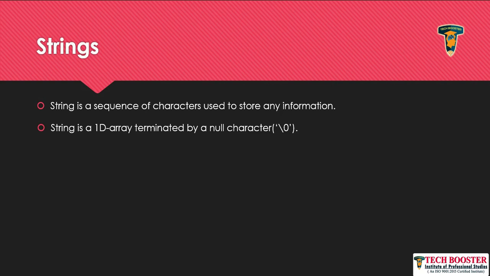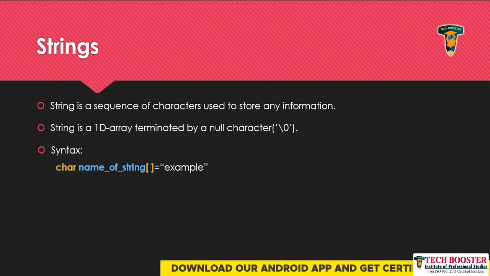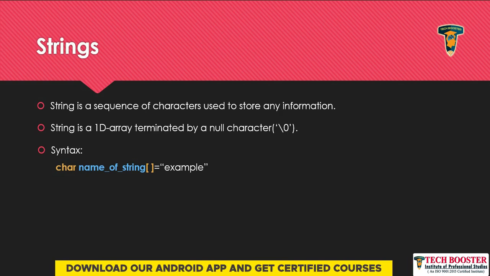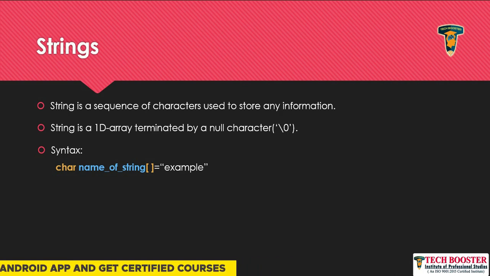So don't worry. First of all, let us see the syntax of how to create a string. So this is our syntax. Here you can see our string will always start with our char data type. Then we'll have the name of our string. You can use any name, and then we need to use this square bracket as string is nothing but a 1D array. And then if you want to directly enter your string manually, you can use this equal sign, and within double quotes you can write your string.